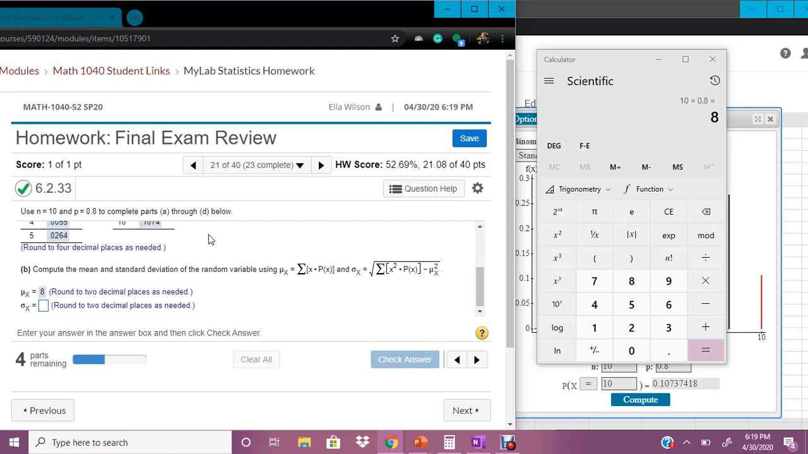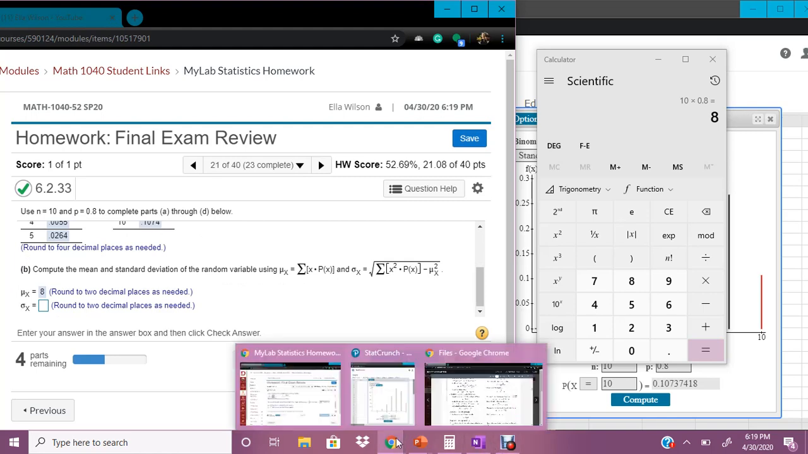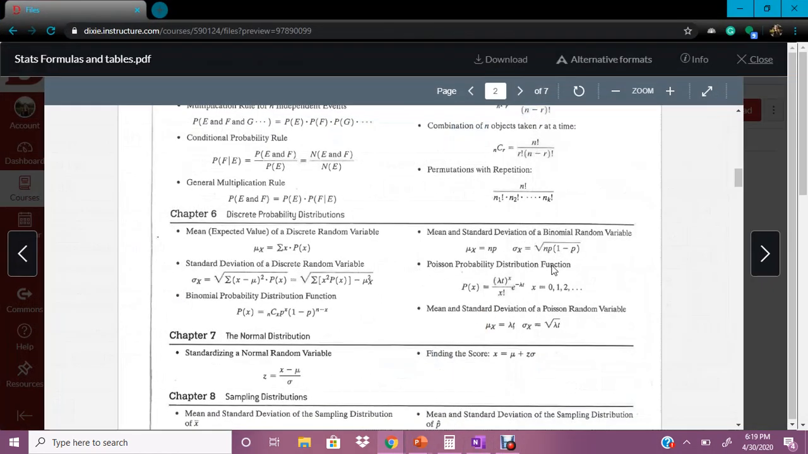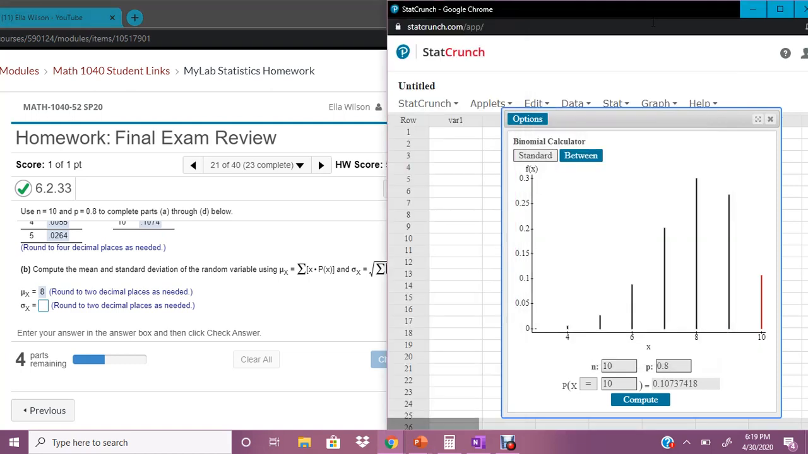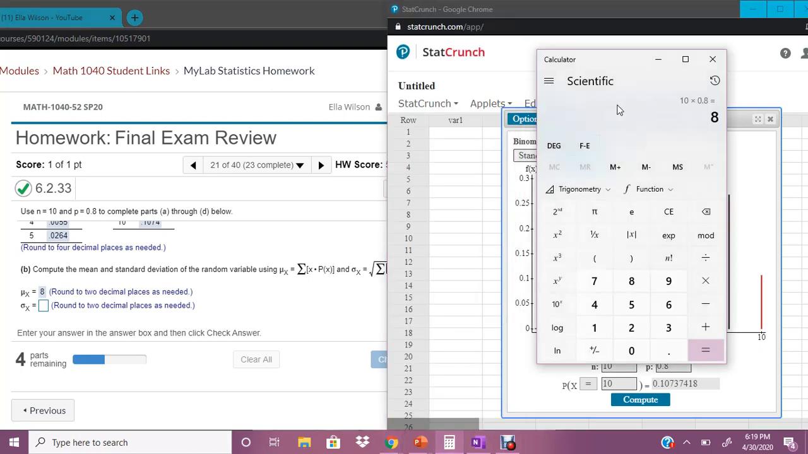The standard deviation, once again, it looks like this. It's the square root of n times p, which is the same thing as our mean, times 1 minus p. Okay? So we already have 8, and now we need to times, so that was our n times our p. So then we can times 8 by 1 minus our proportion, and then we need the square root of that number.